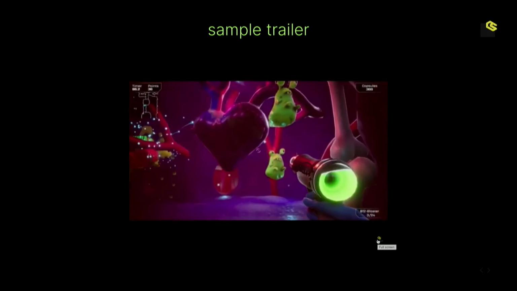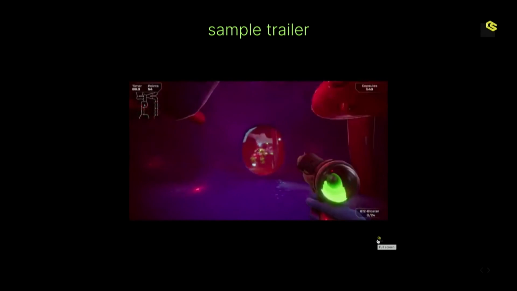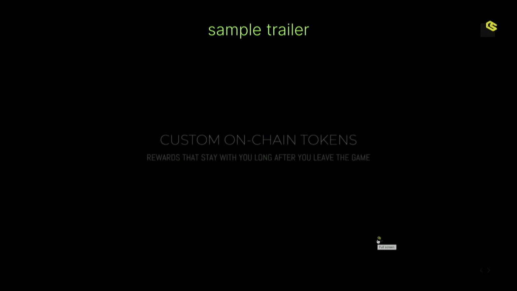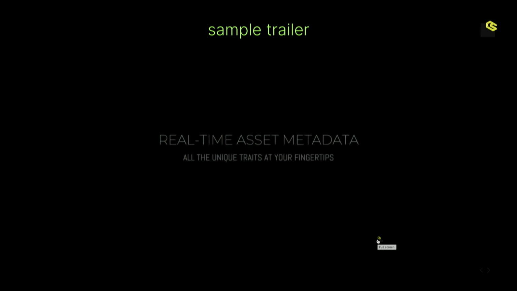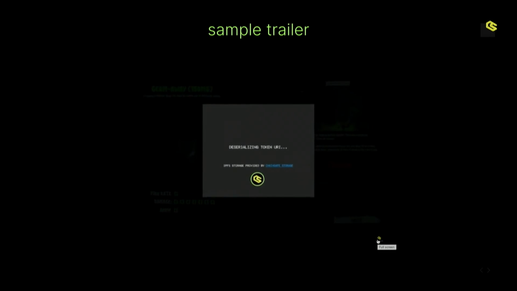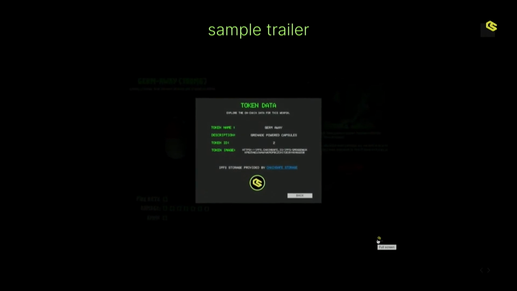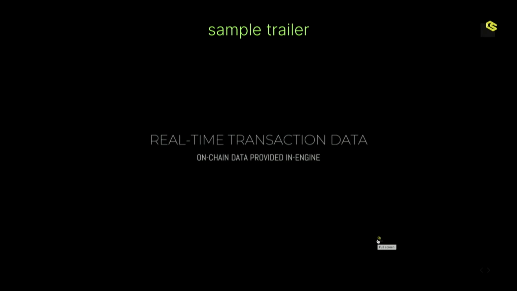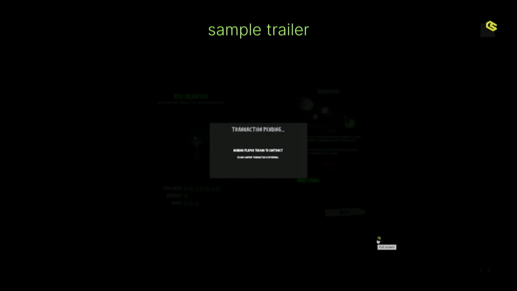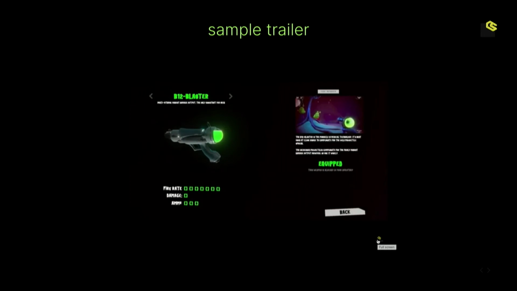So these weapons are 1155s. This shows claiming tokens that you've earned within the game itself from basically healing germs. This is the transaction details that show up within the game itself. It's too small. We can't do full screen.